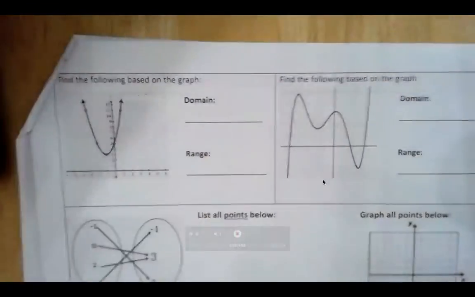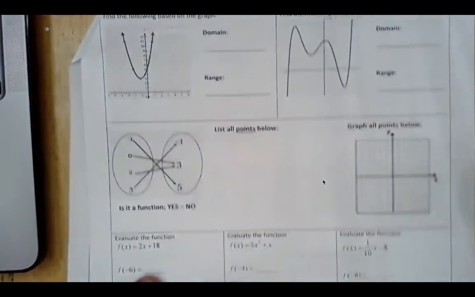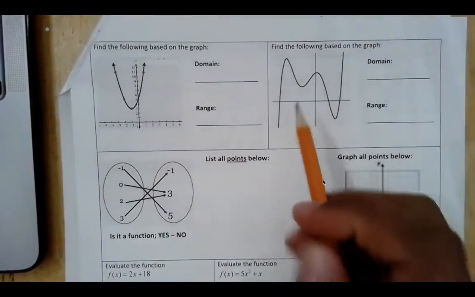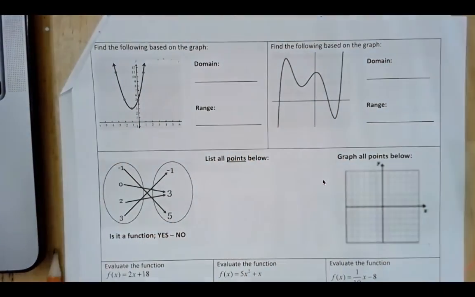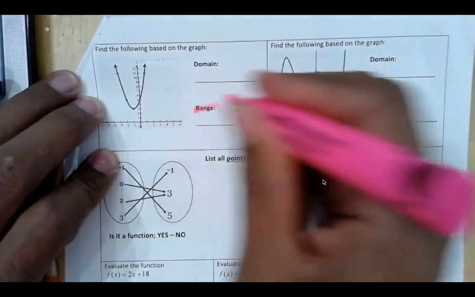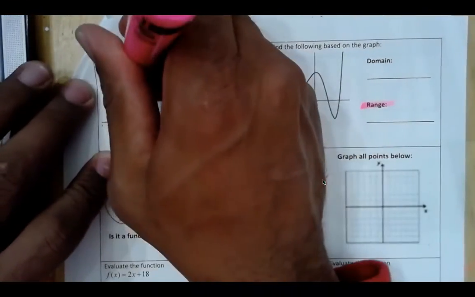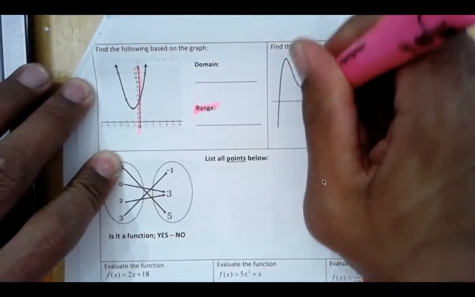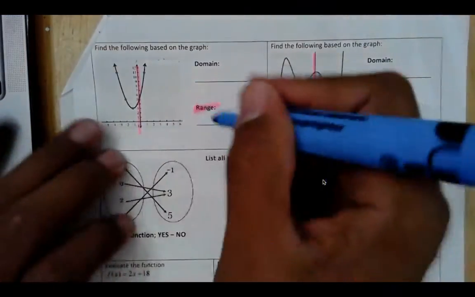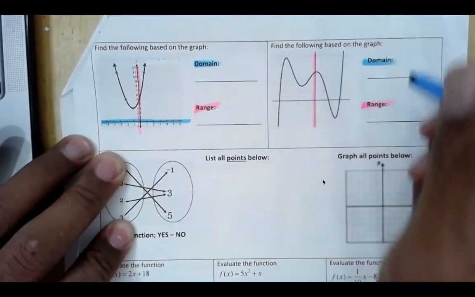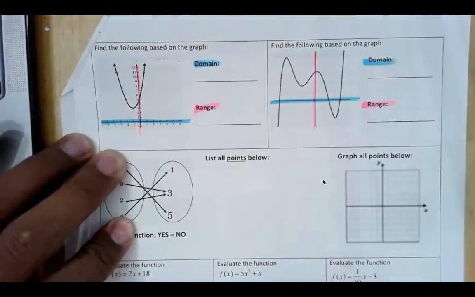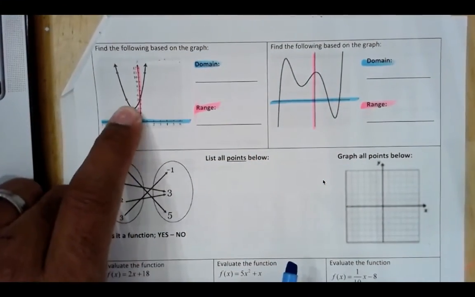All right, so here's page 2 of your review. First couple questions here, we're just focusing on finding the domain like we did on the last page that we just looked over. We're going to look at range first, again, which is the y-axis of your graph. And then we're also going to look at domain, which is your x-axis of your graph. So starting with domain.